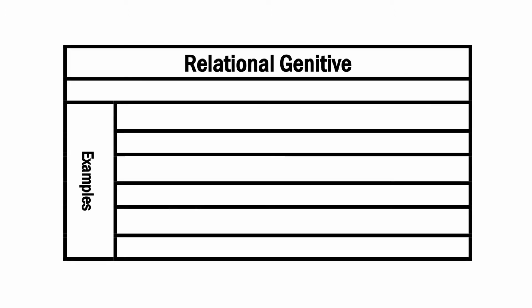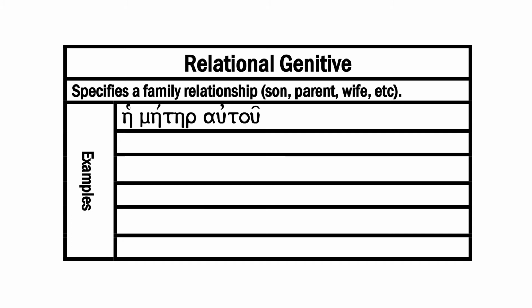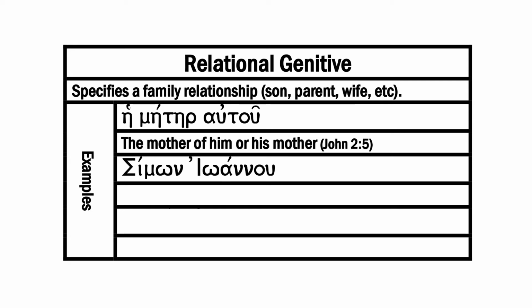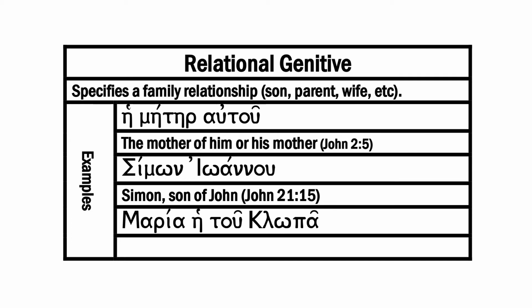Now let's talk about the relational genitive. It specifies a family relationship, as in son, parent, wife, etc. He meter autou, the mother of him, or his mother, John 2:5. Simon Ioannou, Simon, son of John, John 21:15. Maria tou Klopa, Mary, the wife of Clopas, John 19:25.